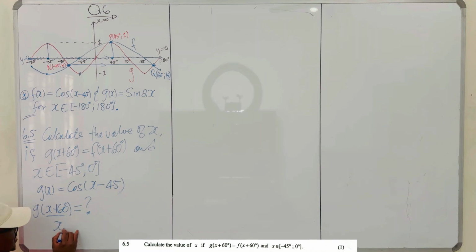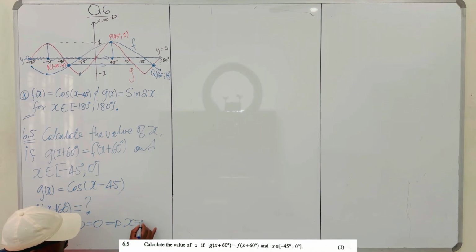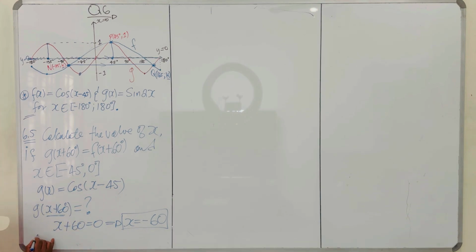So you say, okay, my x plus 60 degrees is equal to 0. And then when you solve for x, you get x equal to minus 60 degrees. Right? So if your x is equal to minus 60 degrees, it's negative. It means g is shifted 60 degrees to the left because it's negative. So your function g is shifted 60 degrees to the left.